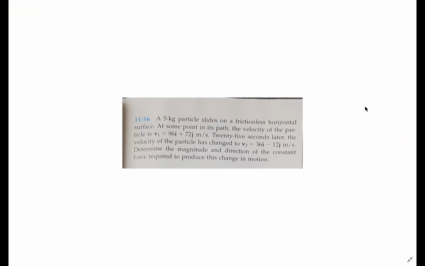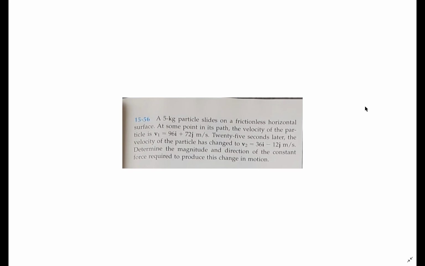This is problem 15-56. A 5 kilogram particle slides on a frictionless horizontal surface. At some point in its path, the velocity of the particle is 96 i hat plus 72 j hat meters per second. 25 seconds later, the velocity of the particle has changed to v2 equal to 36 i hat minus 12 j hat meters per second. Determine the magnitude and direction of the constant force required to produce this change in motion.